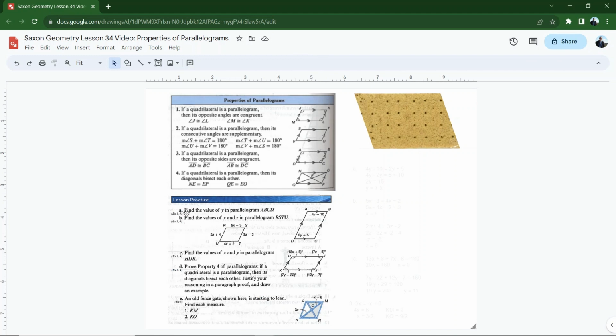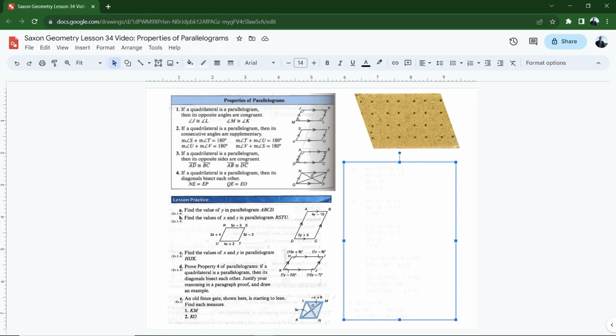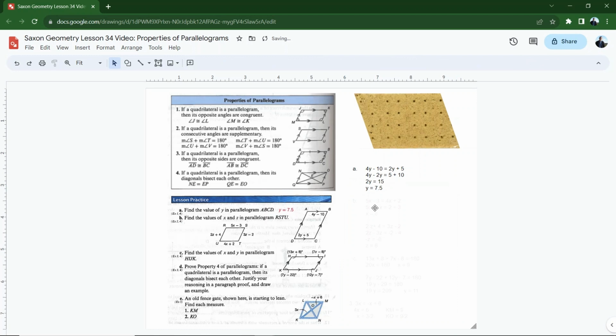So lesson practice A, find the value of y in this parallelogram. What are we going to need to do to find the value of y? I know that these opposite sides have to be congruent to one another. So that means that if I set this up as an equation, 4y minus 10 has to equal 2y plus 5. I'm just going to do some algebra magic here, subtracting 2y from both sides, adding 10 to both sides, getting y on a side by itself, and I find that y equals 7.5.